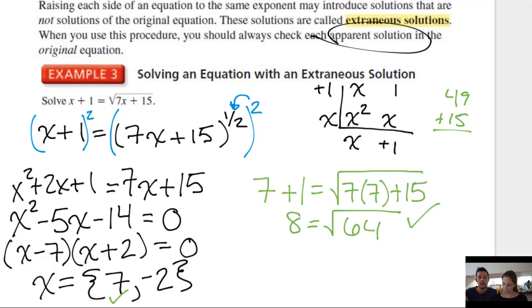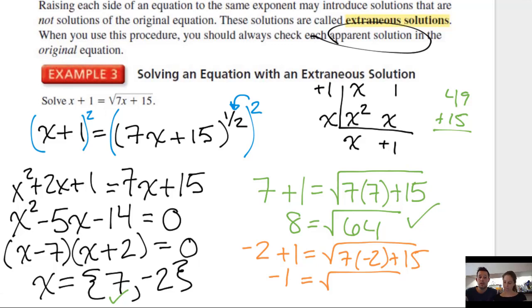But let's try x equals negative 2 and we'll see what happens. We get negative 2 plus 1 equals the square root of 7 times negative 2 plus 15. So we get that negative 1 equals the square root of 1. However, here, we only have the principal root because that's the way the original equation was written. So negative 1 isn't equal to the principal root of 1 as the equation is initially written. So we have to remove that as a solution to the original problem. So this is the extraneous solution.